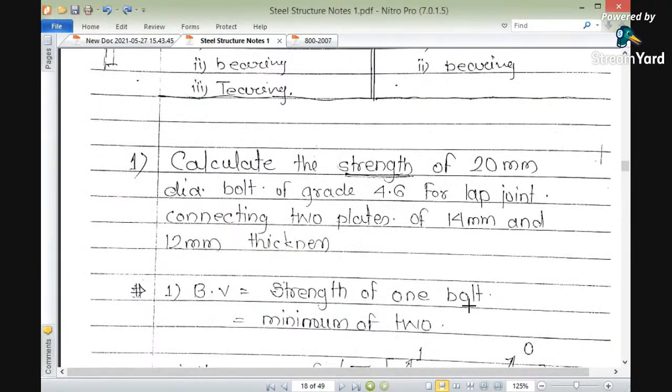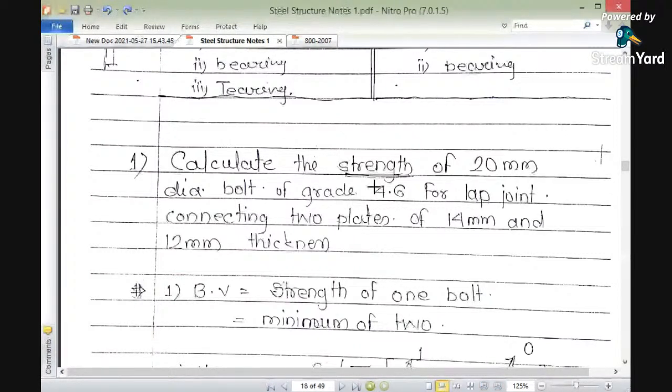Next, we will switch over to the problems to calculate the strength of 20 mm diameter bolts. What is the diameter of bolt? 20 mm. First, find out the strength of 20 mm diameter bolt of grade. What is the grade of bolt? 4.6, for lap joint. I have already shown you what is lap joint.